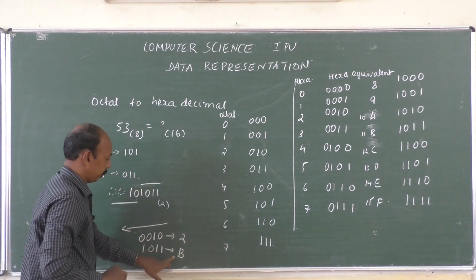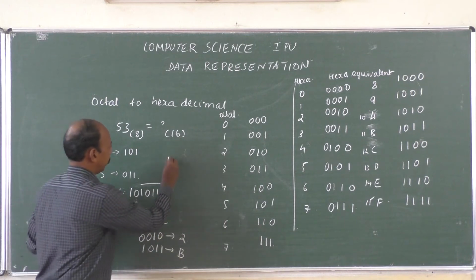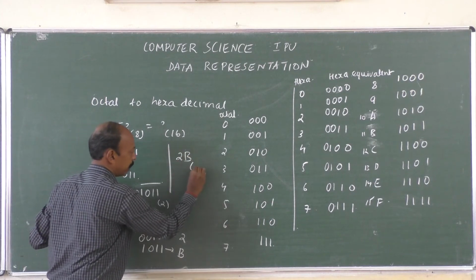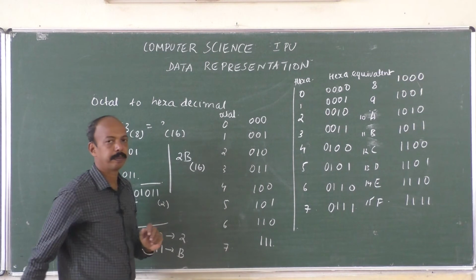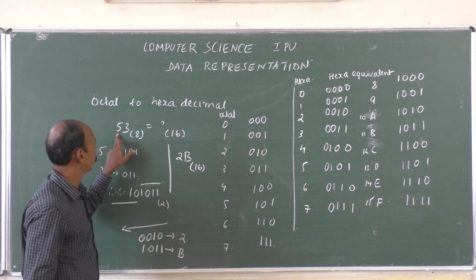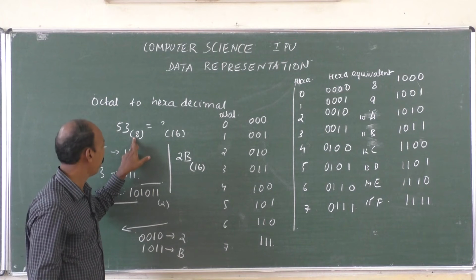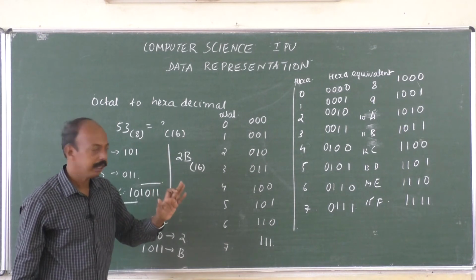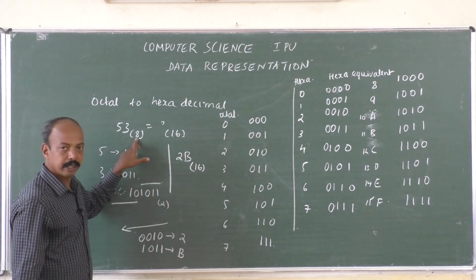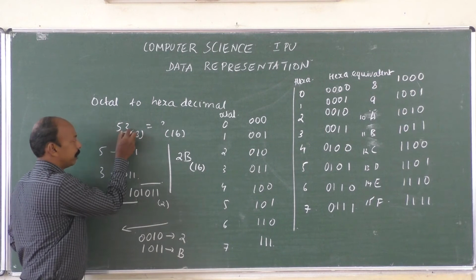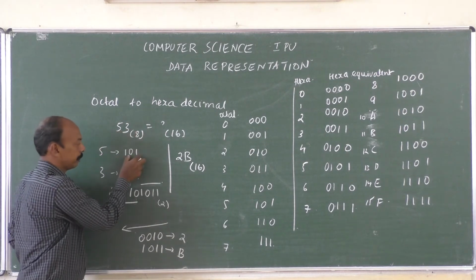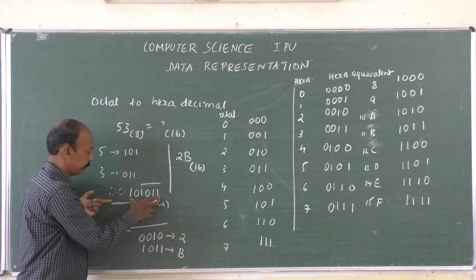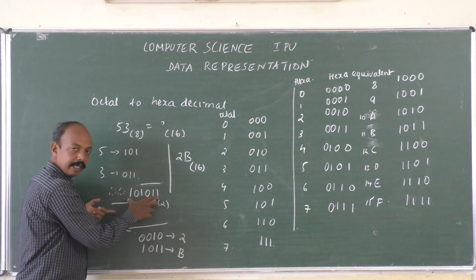Write it together now. So it becomes 2B to the base 16. What was given to us? It was 53 to the base 8. We have to convert it to the base 16. Directly it's not possible to write. Since it is octal, write these symbols with respect to 3 bits, 5 and 3, write it together, then now it's in binary.